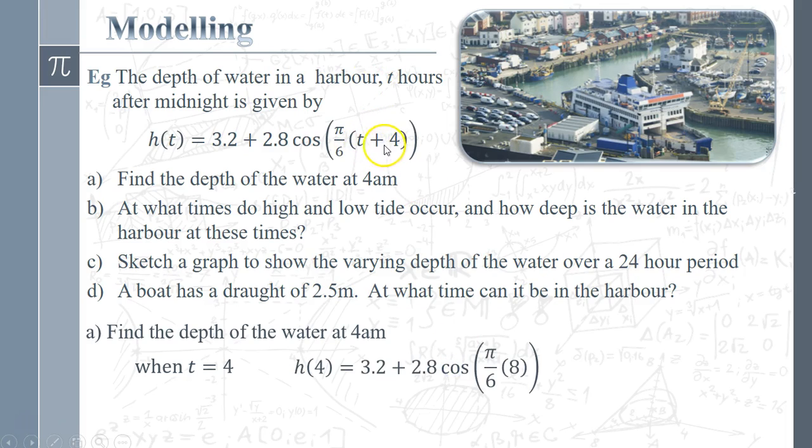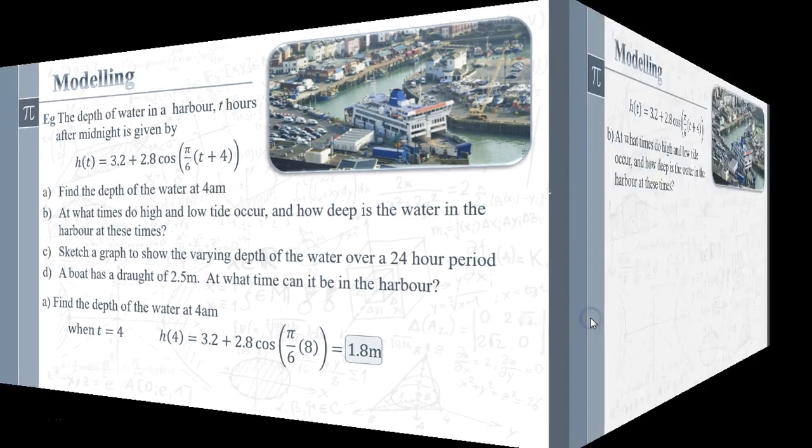So the 4 goes in here, and that gives us 8 in the bracket. Then just grab the calculator, whack it in, and you end up with the height of the water being 1.8 meters. Okay, that one's fairly straightforward so far. So on we go to part B.